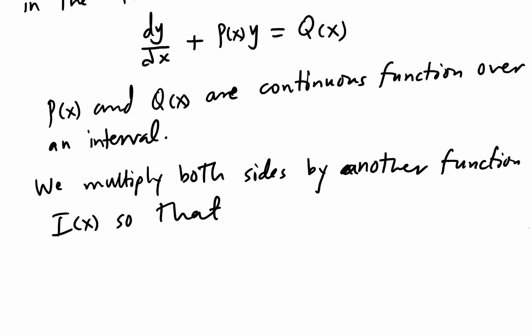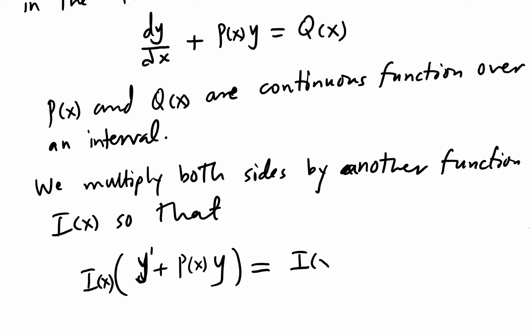when I multiply the left side, which is y prime plus p of x y, by I of x, I like the right hand side to be the derivative of the product of I of x and y. And why is that? Because when I integrate both sides, the integral will drop the derivative. And we'll see that in a minute, what we mean by this.